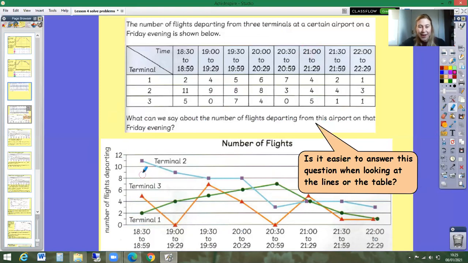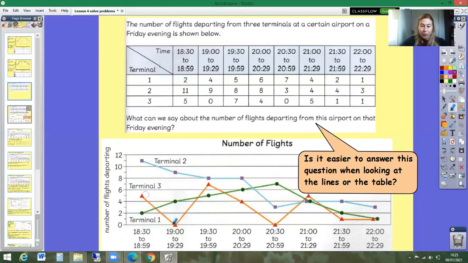Okay, so looking at the lines, I can draw a lot more conclusions just by instantly looking at those lines about the flights leaving from the different terminals. I can see that Terminal 2 had the most flights because I can see the number of flights departing on the y-axis, and Terminal 2 has got the highest dots.